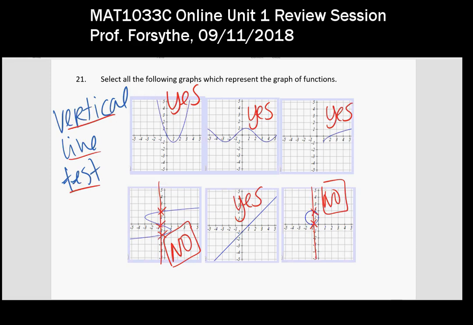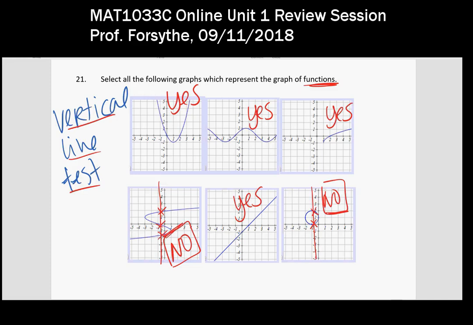So for this problem, it would be like a multiple select question. So you would select all of the graphs that are functions. The only ones that are not functions would be this one here and this one here. And that's called the vertical line test.